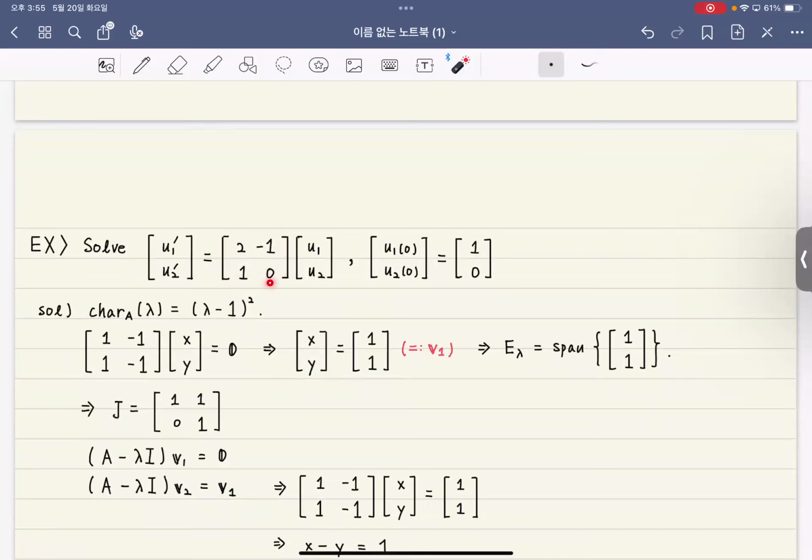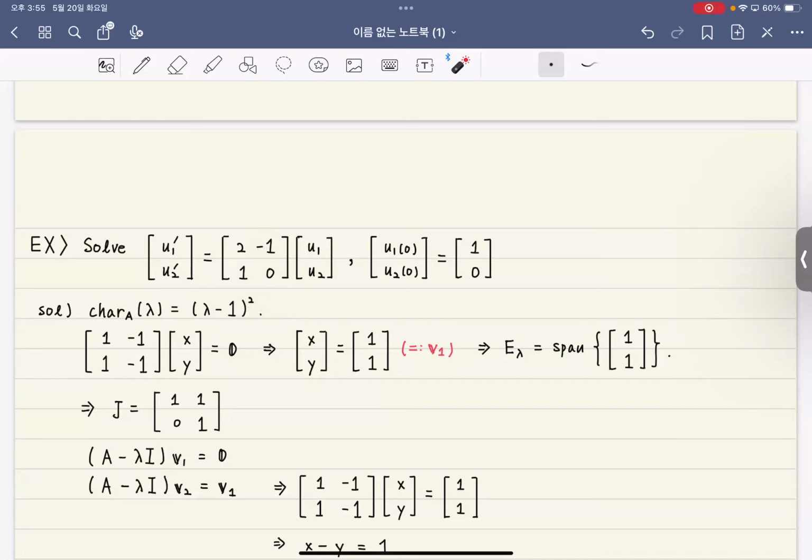Well, I'm going to call this guy A. In order to find the matrix exponential of this matrix, first you will try to find the eigenvectors and eigenvalues of this matrix. To find them, I will begin from the characteristic polynomial of this matrix. So (2 minus lambda) times (minus lambda) minus 1 times 1. Simplifying, this is going to be your characteristic polynomial. So it has eigenvalue 1 whose algebraic multiplicity is 2.